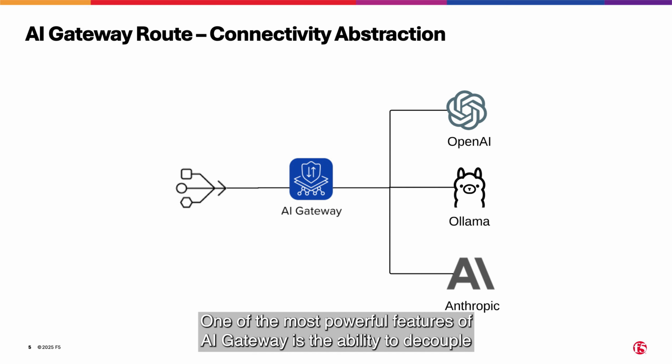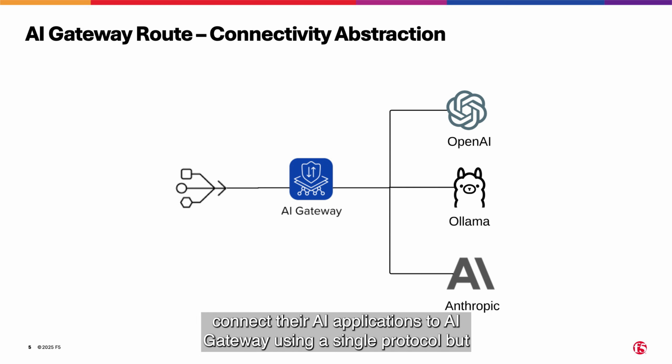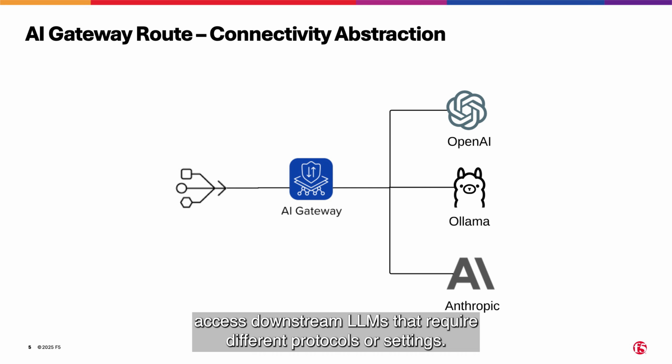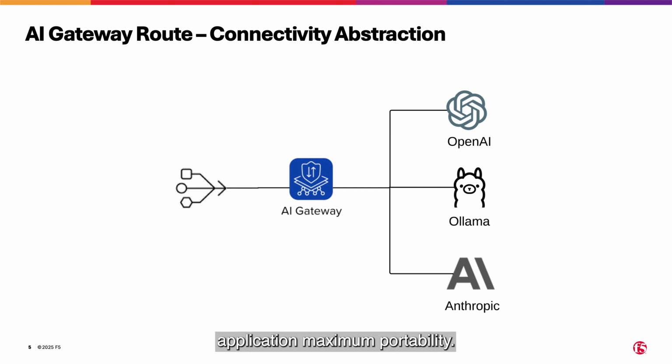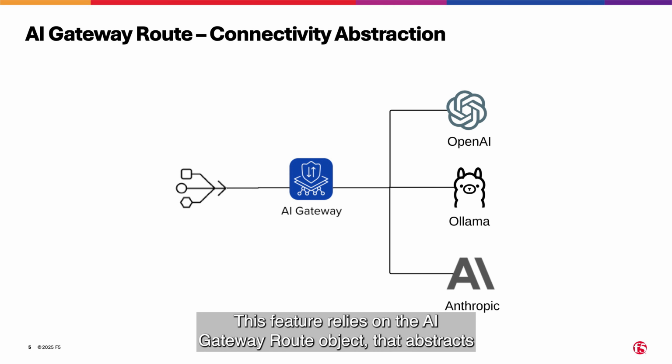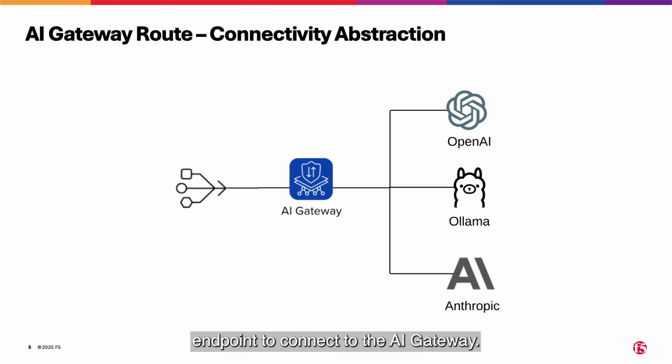One of the most powerful features of AI Gateway is the ability to decouple the downstream LLM connection from the upstream one, allowing developers to connect their AI applications to AI Gateway using a single protocol, but access downstream LLMs that require different protocols or settings. AI Gateway will translate between the two protocols, ensuring the AI application maximum portability. This feature relies on the AI Gateway route object that abstracts the downstream connection details, presenting the developer with a single endpoint to connect to the AI Gateway.